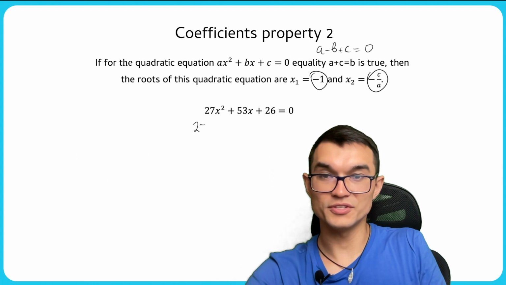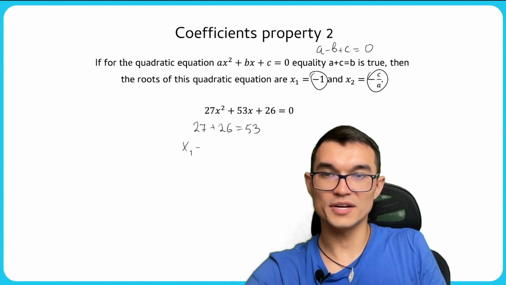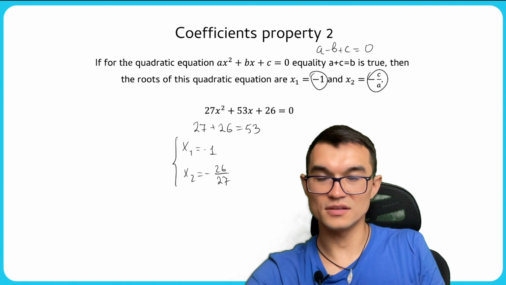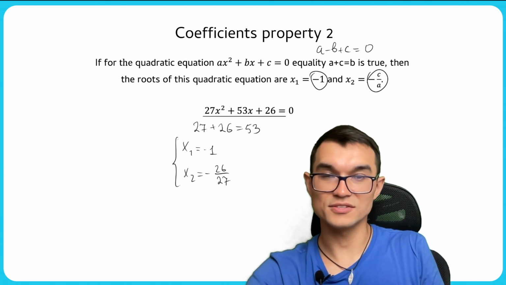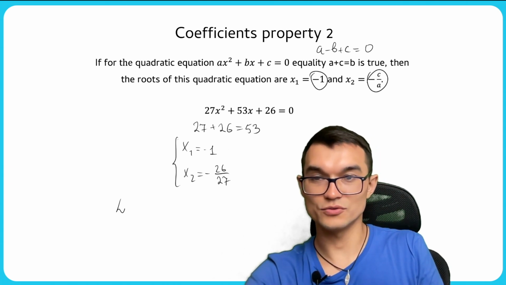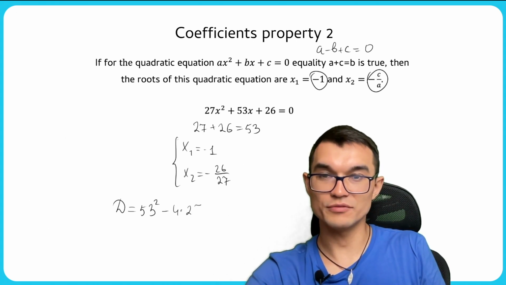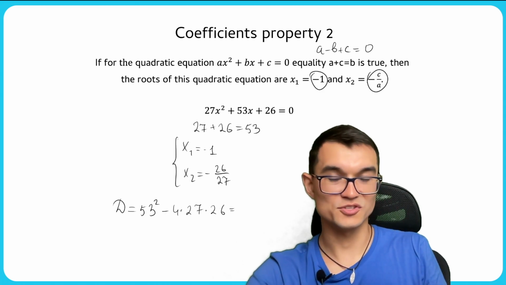So here clearly 27 plus 26 equals 53, and the roots are minus 1 and minus c over a, so minus 26 over 27. And that's the answer. And again, it took me a couple seconds to solve that equation. And if I had to evaluate the discriminant, I would have to square 53 and then multiply 4 by 27 by 26, which is time consuming and annoying.